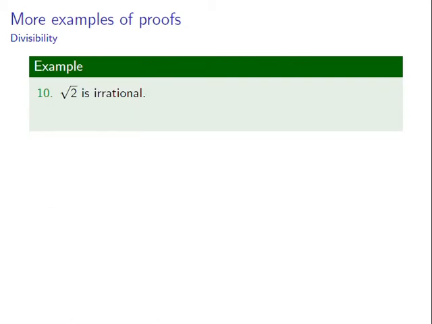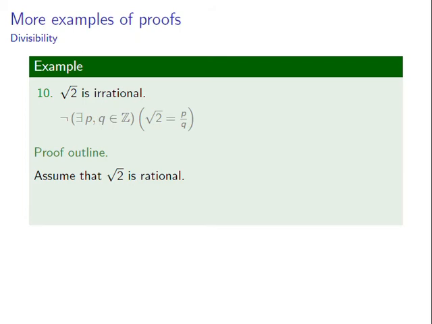Consider the claim the square root of 2 is irrational. This is equivalent to the statement the square root of 2 is not equal to the quotient of two integers, which is the negation of the statement for some integers p and q, the square root of 2 is equal to p over q. The proof that we will show is attributed to Euclid and is a proof by contradiction. It begins by assuming that the square root of 2 is rational. A contradiction is deduced, which then implies that the square root of 2 must be irrational.